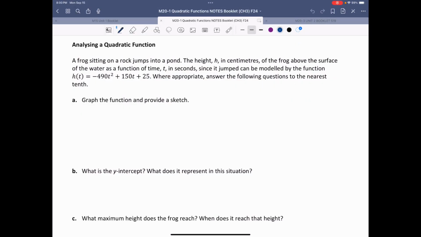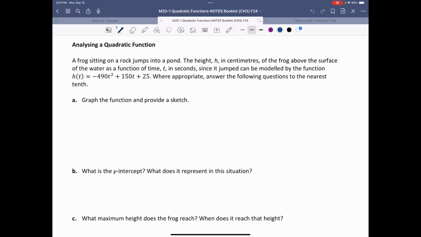Okay, picking up where we left off yesterday, analyzing a quadratic function. A frog sitting on a rock jumps into a pond. The height h in centimeters of the frog above the surface of the water as a function of time t in seconds since it jumped can be modeled by the function h of t equals negative 490 t squared plus 150 t plus 25. Where appropriate, answer the following questions to the nearest tenth.